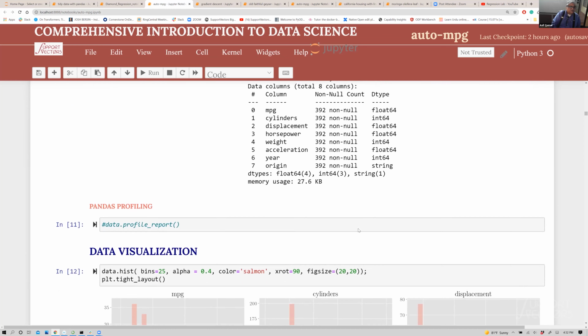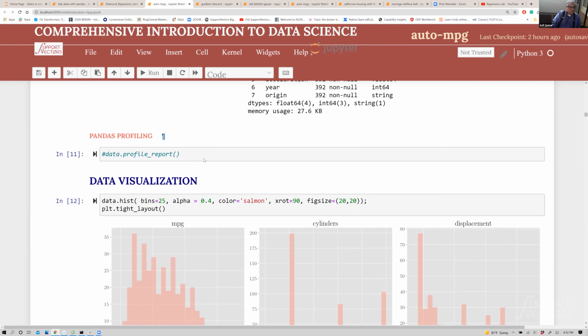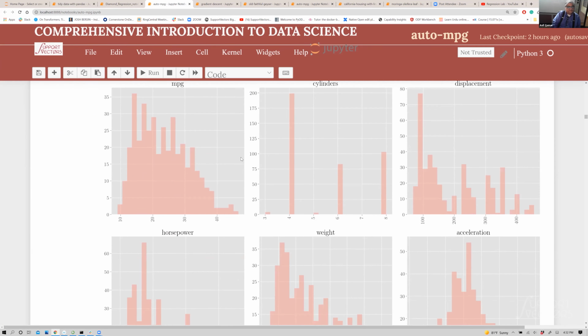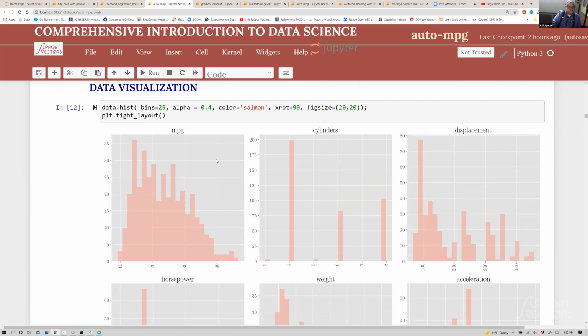This is it. So now let's go. One of the things I didn't do is this profile, because it takes a while to run. You can uncomment and run it on your local environment. So now I take this and do data visualization. You visualize the data, right? So let's look at it case by case.